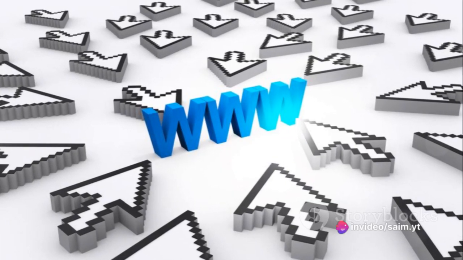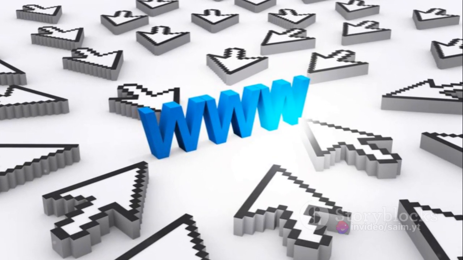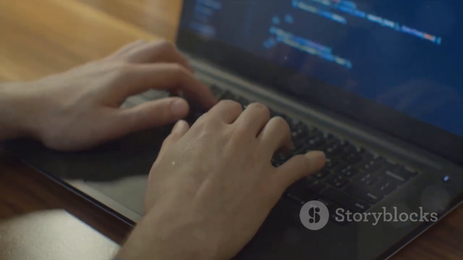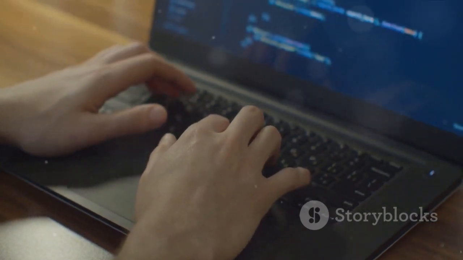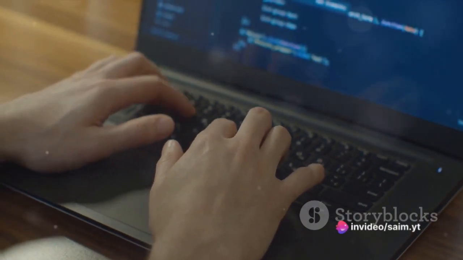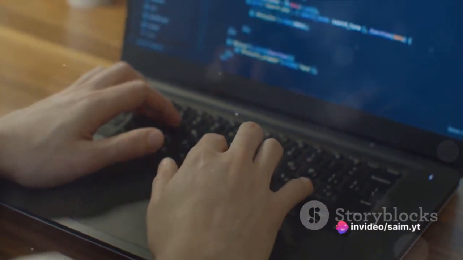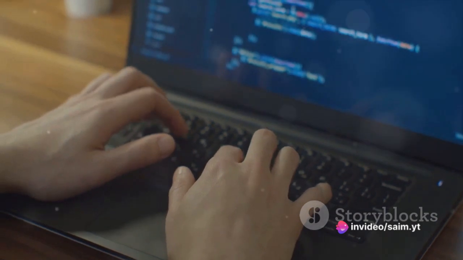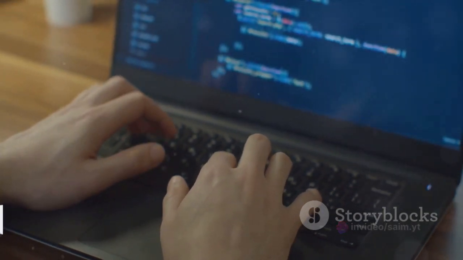Then, as the 80s were drawing to a close, in 1989, another significant development took place. Tim Berners-Lee proposed the World Wide Web system. This was the birth of the internet as a multimedia platform, setting the stage for the internet to become the ubiquitous part of our lives it is today.